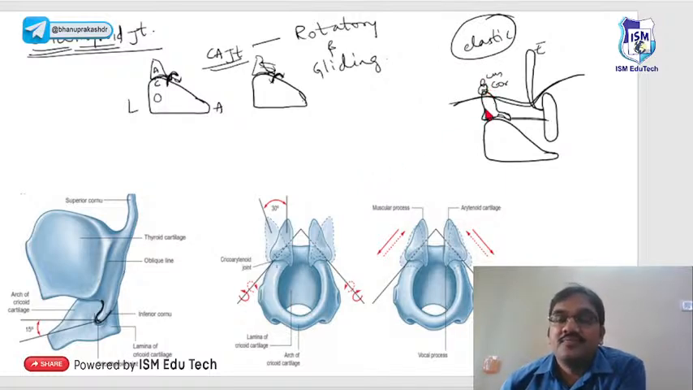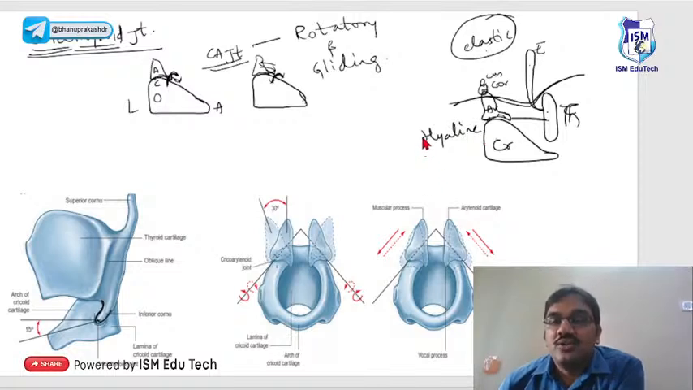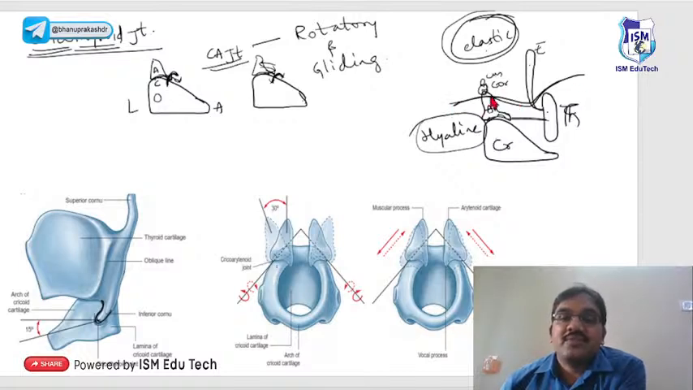So no need to memorize by heart again here. If you remember the arrangement, the superior lying three cartilages, cuneiform, corniculate and epiglottis, are made up of elastic cartilage, and the lower lying cricoid, thyroid and arytenoid, these three are made up of hyaline cartilage. So remember this: the three cartilages lying superiorly are elastic cartilage, and the three lying below are hyaline cartilage. If you remember the anatomy, it will be easy to remember which is elastic and which is hyaline. You can also remember alphabetically, E comes first, so elastic above and hyaline below, right? So this thing is over.